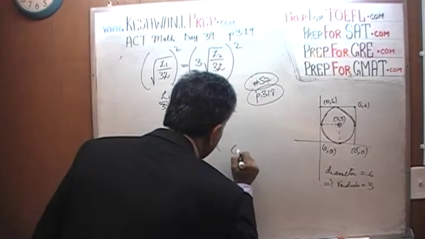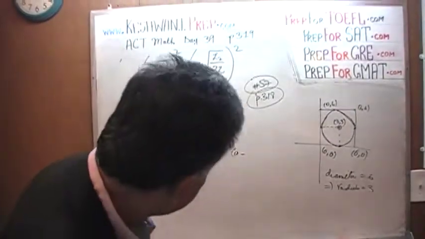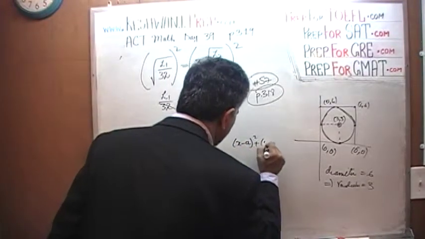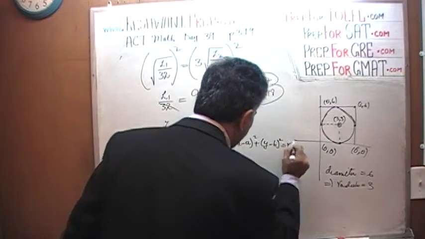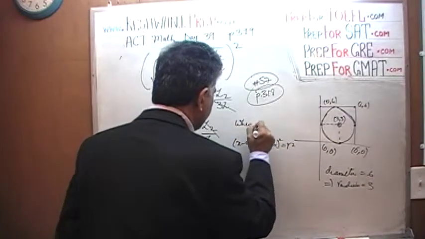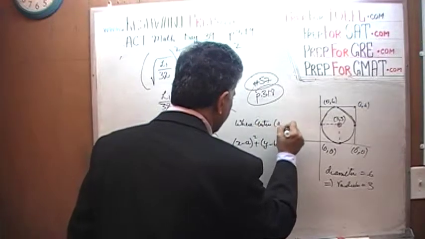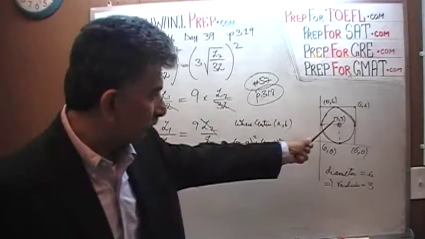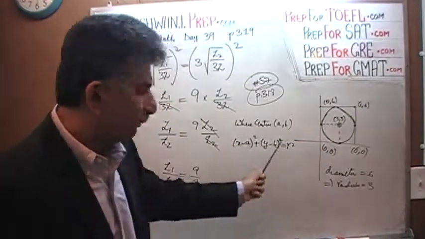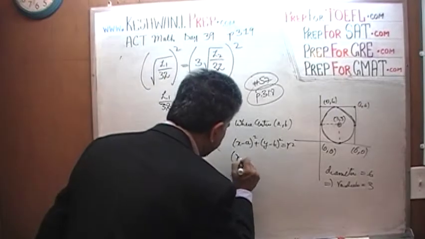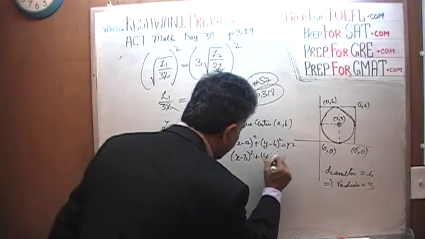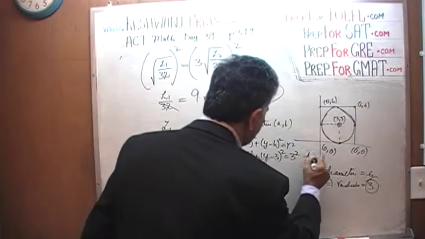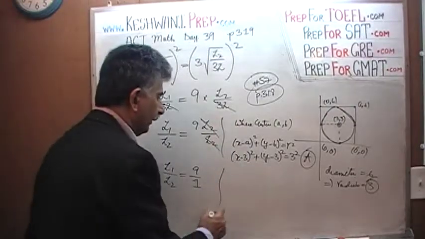The equation is going to be x minus a squared plus y minus b squared equals r squared, where the center is a, b, where a and b are the coordinates of the center. So here we have 3 and 3. A and b are 3 and 3. So we just have to substitute here. X minus 3 squared plus y minus 3 squared equals 3 squared, because the radius is 3. And that is going to be answer choice A.